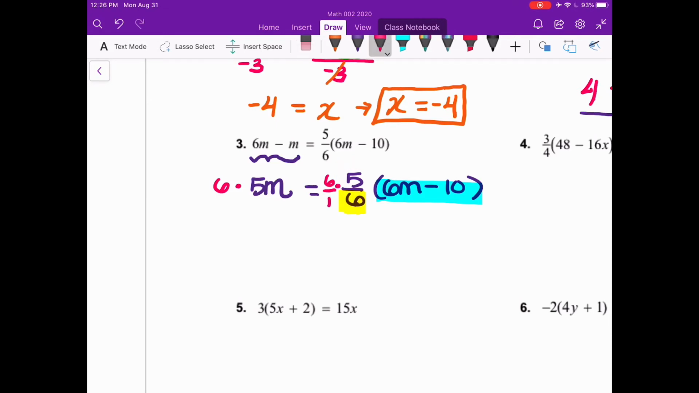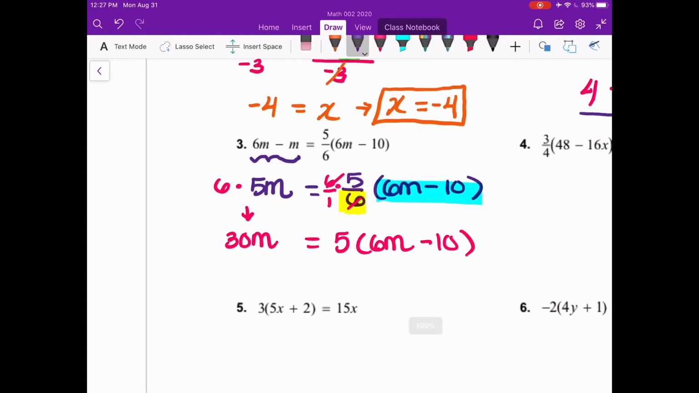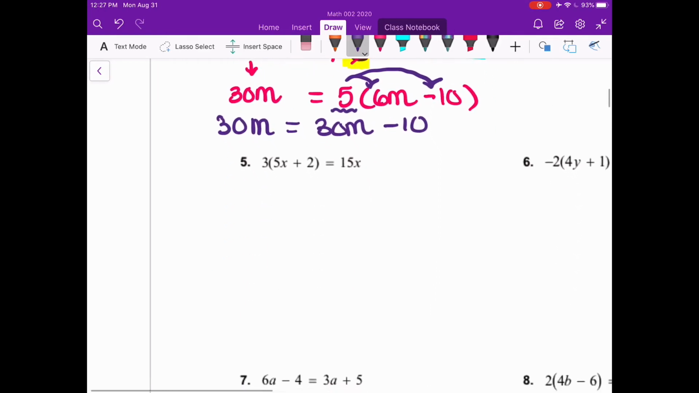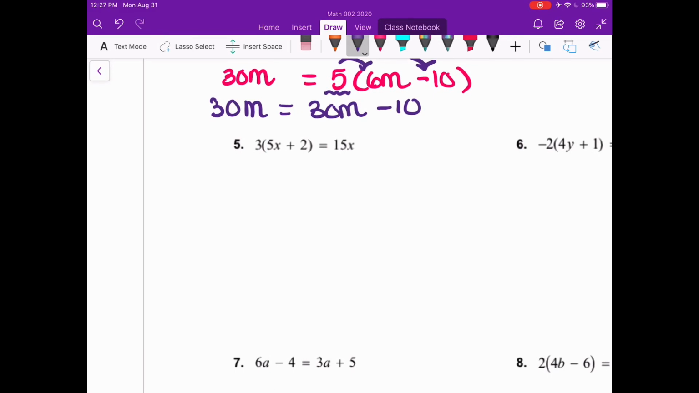Okay, so now over here we get 30m equals, the 6's cancel, 5 times 6m minus 10. Distribute the 5. 30m equals 30m minus 10. Okay, interesting. I have a 30m on both sides. Let's see what happens when we try to get it to one side. Minus 30m, minus 30m.